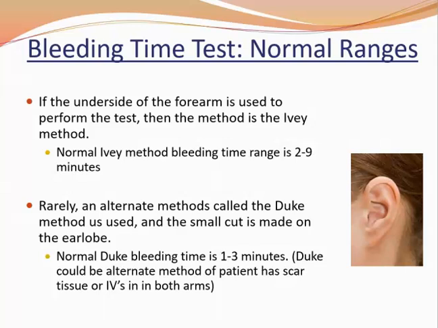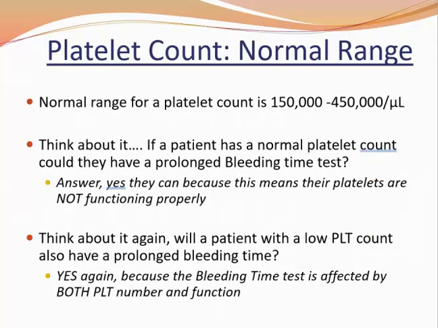This test is not usually performed very often, but on a rare occasion you may see a bleeding time test done. So let's think about how our platelet count and our bleeding time relate to each other. Think back to our platelet lecture and our normal range for platelets: 150,000 to 450,000 per microliter.